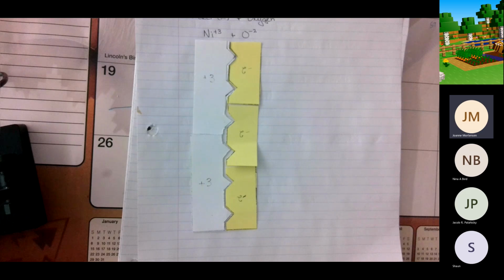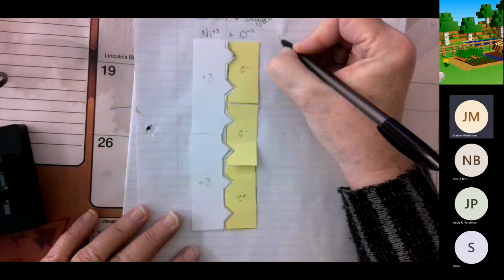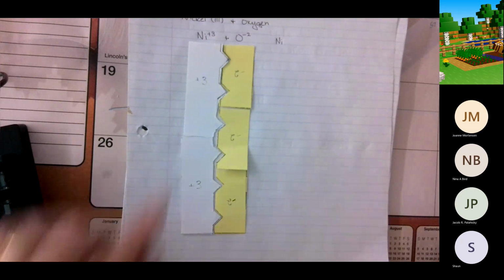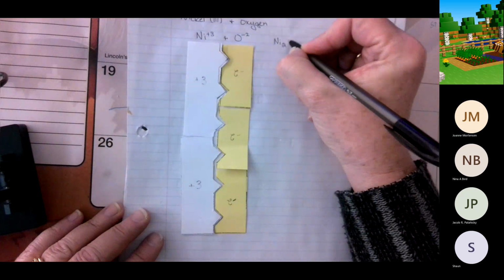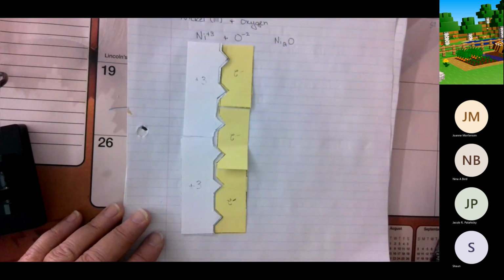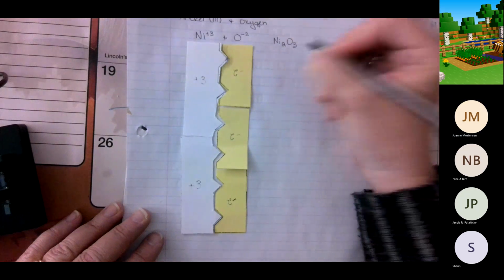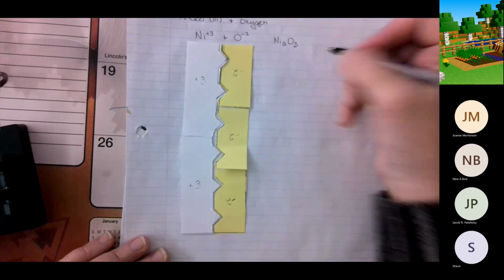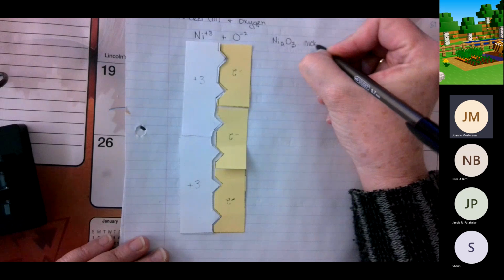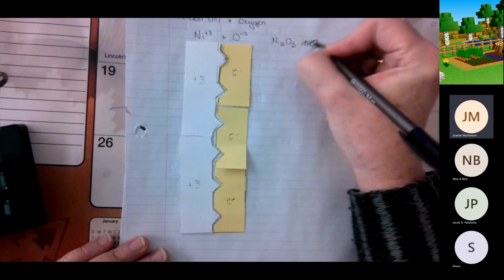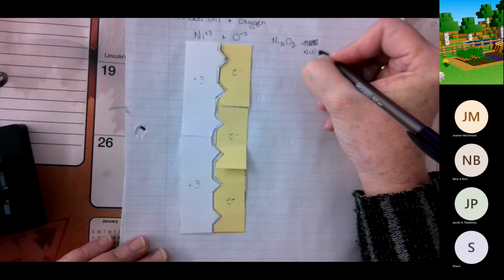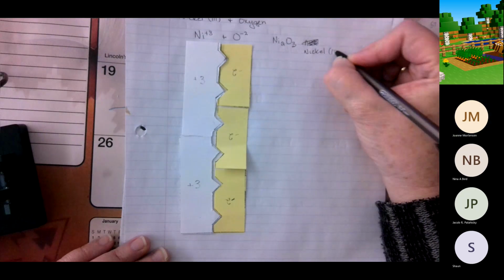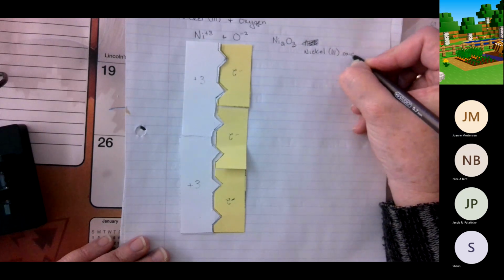But now comes the hard part. Nickel. How many? 2. 2. Oxygen. 3. Nice. There we go. And you call it nickel. Oopsies, I misspelled nickel. Yes. And we would call it nickel 3 oxide, which I wrote up at the beginning.